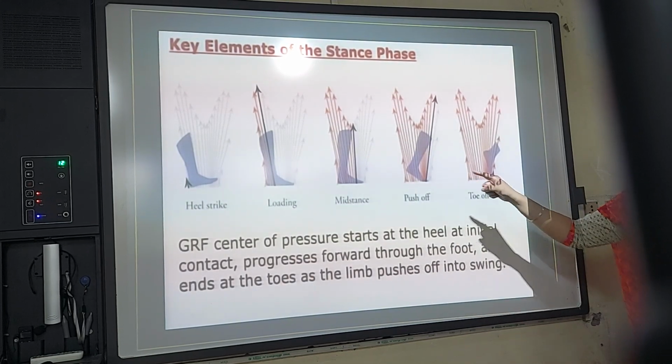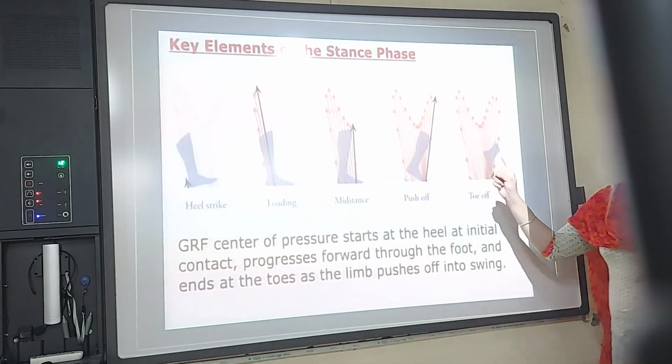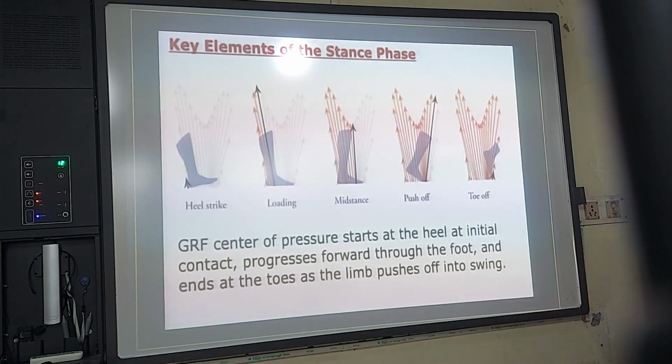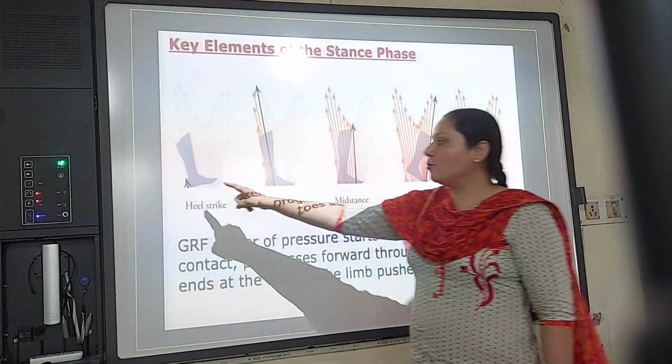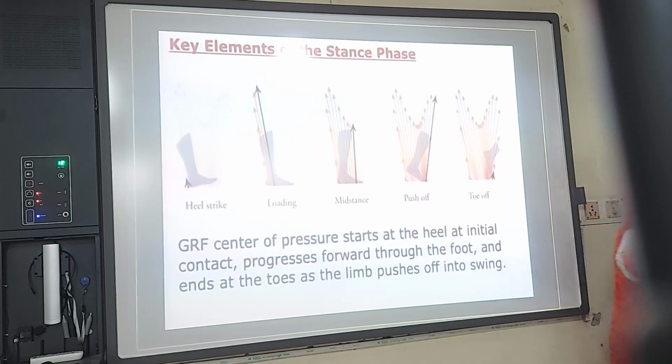Horizontally this arrow is moving. Vertically this arrow is also moving. Can you see that? The height and the length of this arrow is also changing. Now what happens here is, as soon as the heel strikes or at the initial contact, the magnitude of ground reaction force is just at the heel, at the center of the heel.